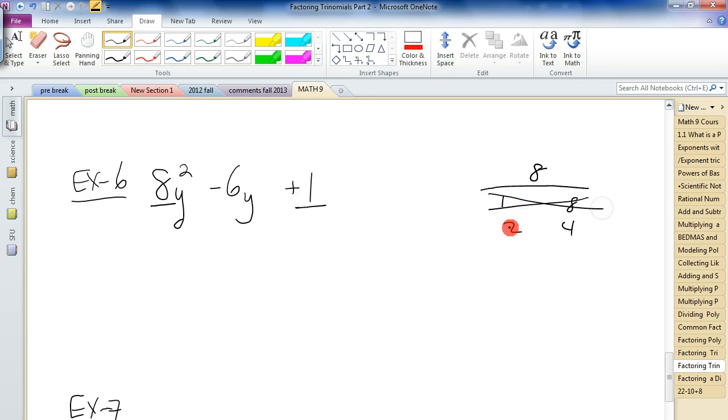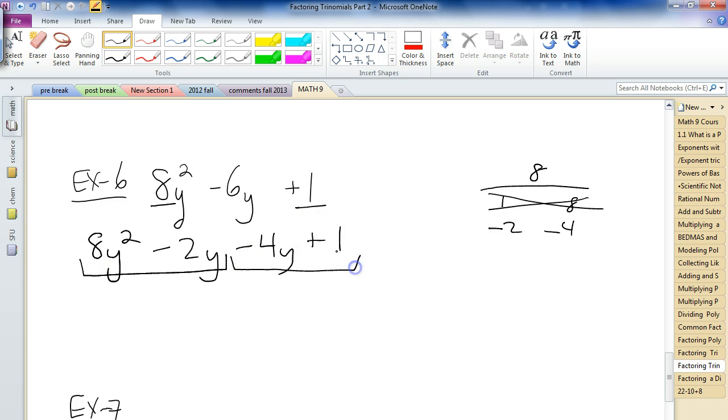That one won't. This one will. How do we get negative 6? Negative 2, negative 4. When you do those two, you end up getting 8y squared, negative 2y, negative 4y, which gives us negative 6 plus 1. Let's group this. There's one group there. There's another group there.